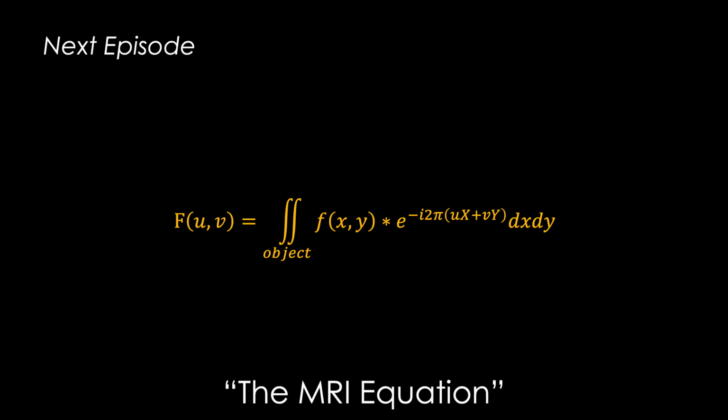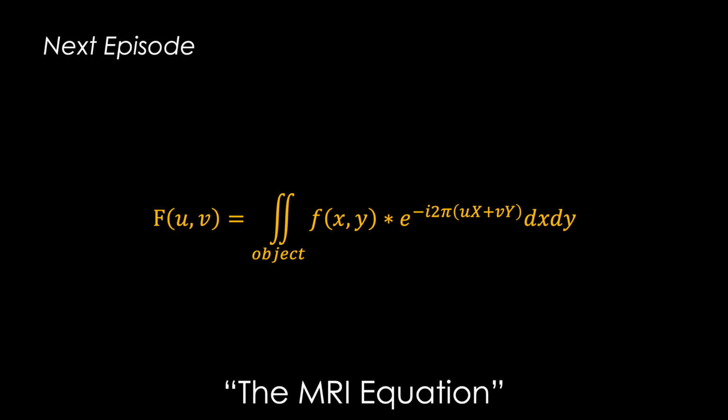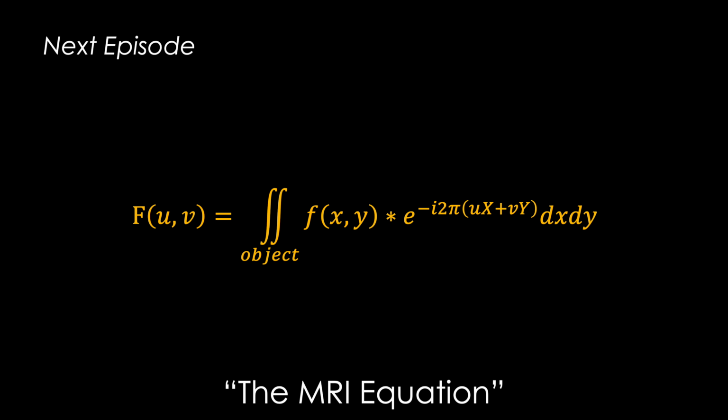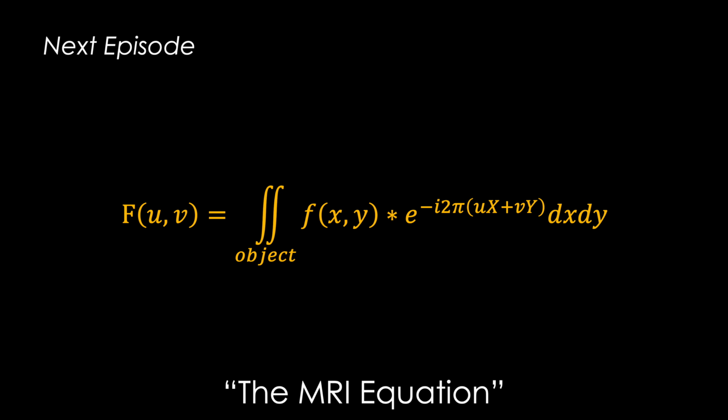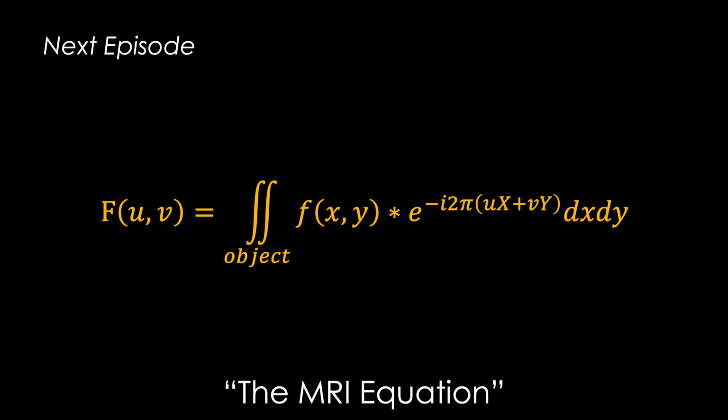On the next episode of MRI Physics Explained, we made the most outrageous claim, and now we're going to back it up. We're going to prove to you mathematically that our raw data is frequency, and our image is the product of an inverse Fourier transform by deriving the most important equation of magnetic resonance imaging.